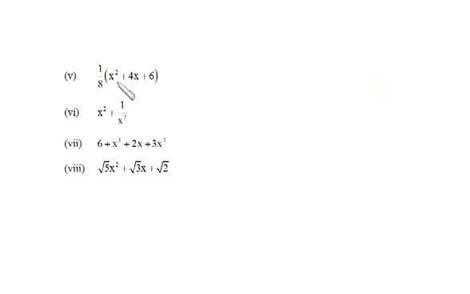Here we see the variables are having positive powers, so this is a polynomial. In this case, this x is having positive power, but this x is having negative power. If we write it, it's x square plus x raised to minus 2. So further, it will not be a polynomial. In this case, all the x's are having positive powers, so it's a polynomial.